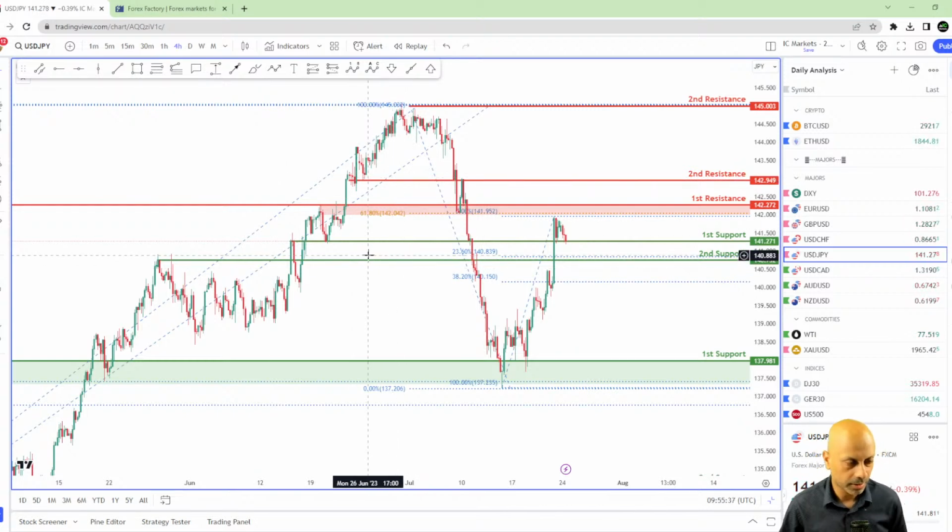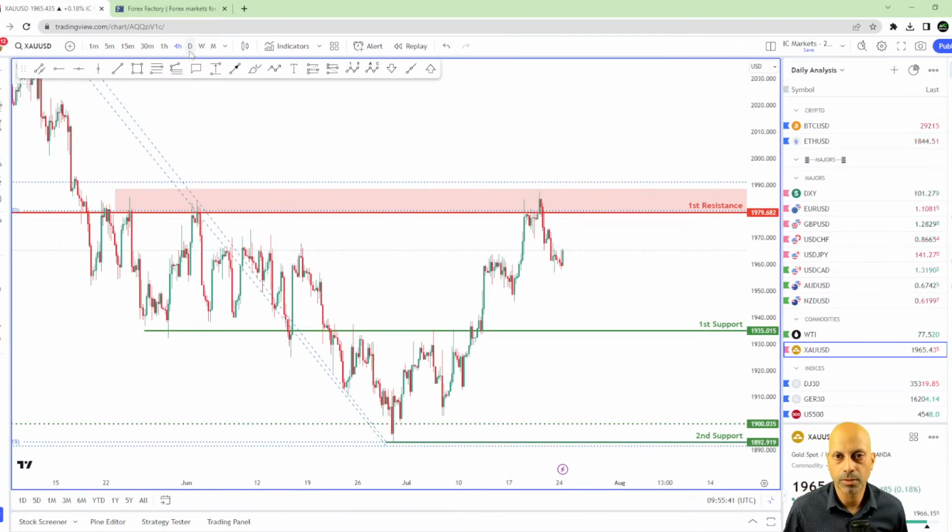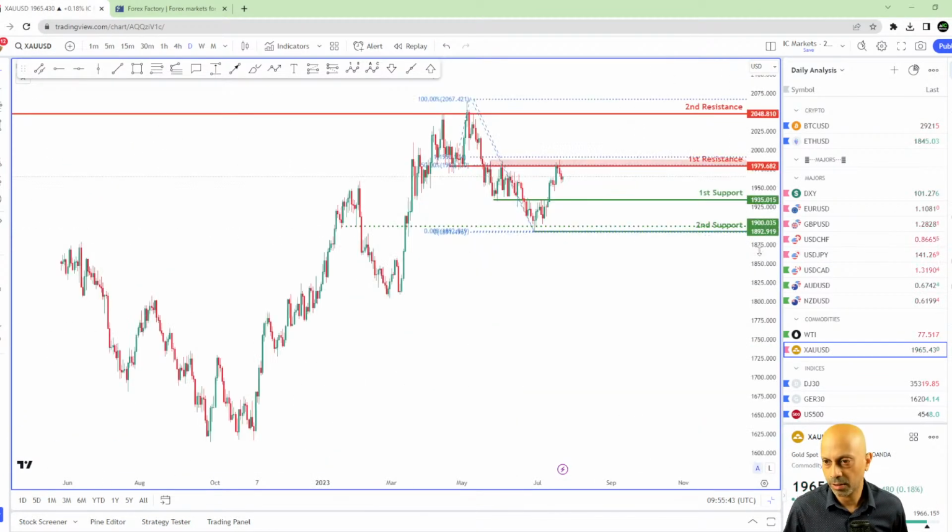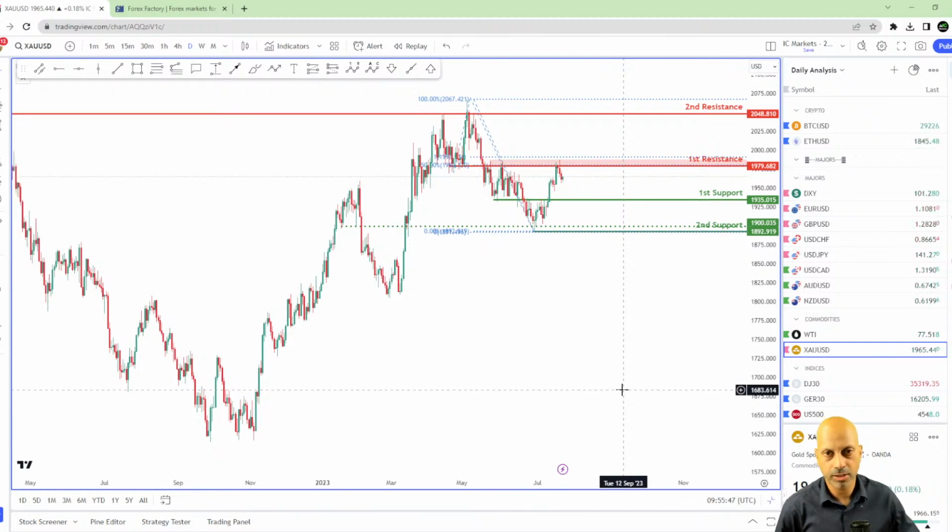Alright, let's slide over into gold. Okay, so once again, we'll start on the daily time frame and then zoom in into the 4-hour time frame.